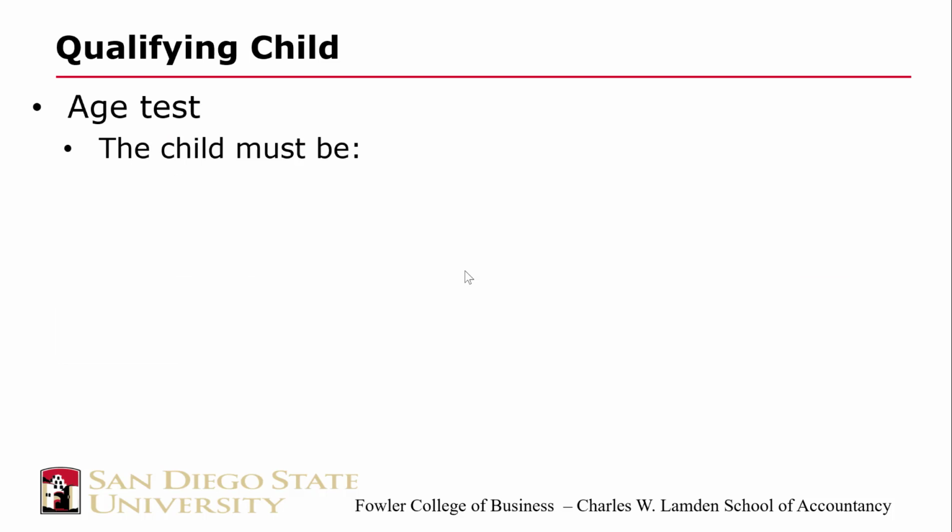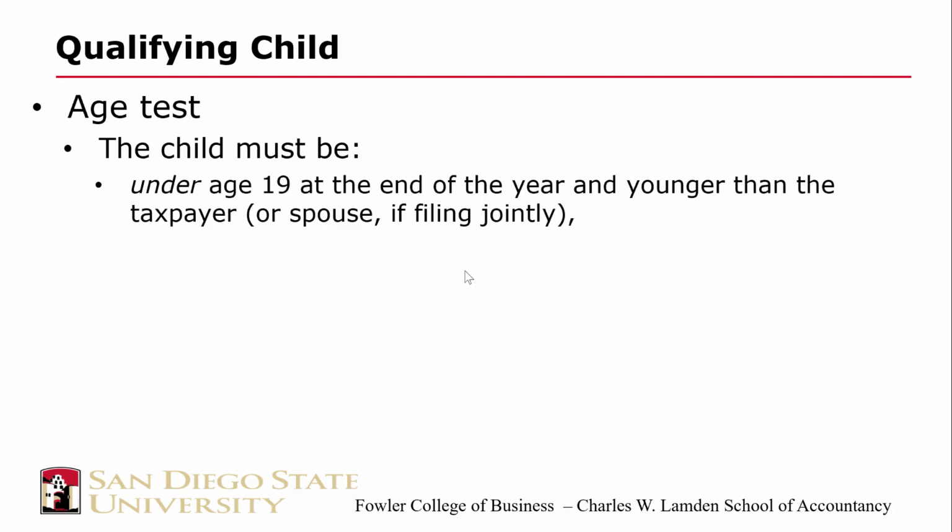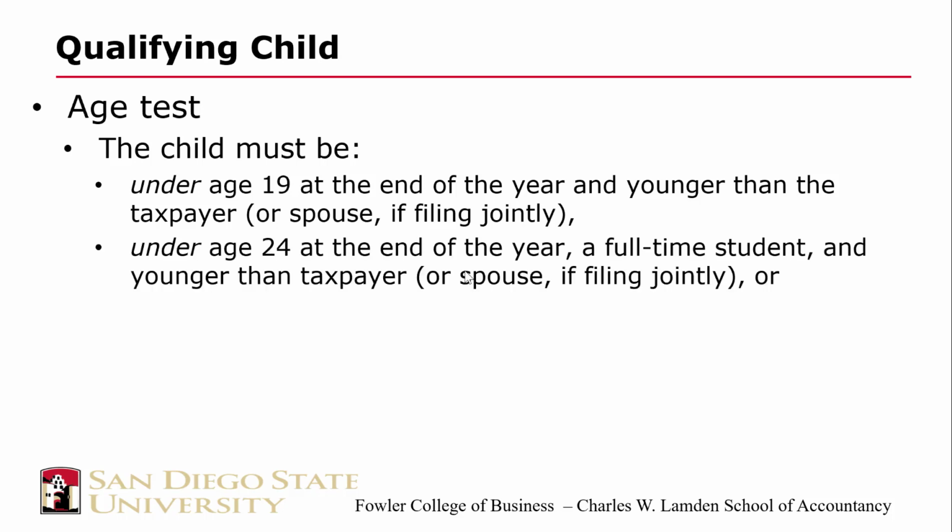Okay, the next test for a qualifying child is the age test. So the child, and we use that term euphemistically at this point, right? Because we know it doesn't technically have to be a child. So this person that we're treating as a child must be under the age of 19 at the end of the year and younger than the taxpayer or your spouse if you're filing jointly. So under age 19 means at age 19, you no longer pass this part of the age test, and that person must be younger. Okay, but there's an exception.